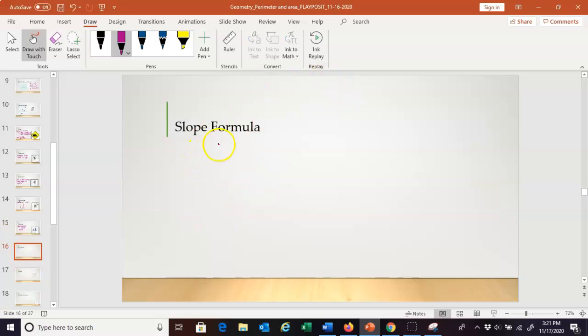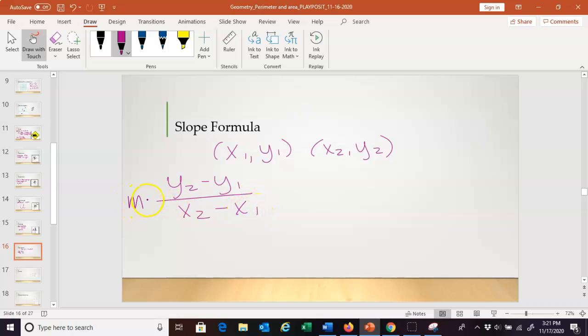So we briefly talked about this before. When you have 2 coordinate points, (x1, y1) and (x2, y2), to find the slope between them, we have our formula, the change in y over the change in x. We're going to do some examples on the next slides, but you're definitely going to need this formula, so definitely write that down.